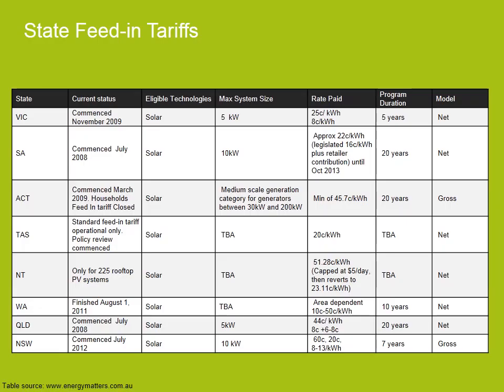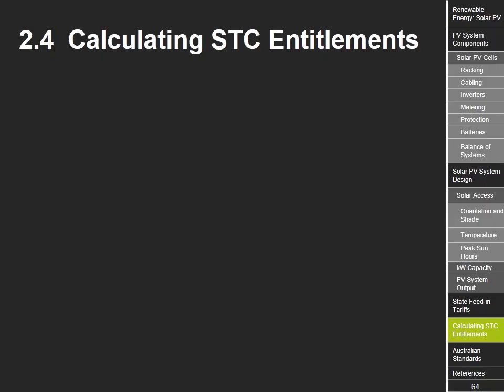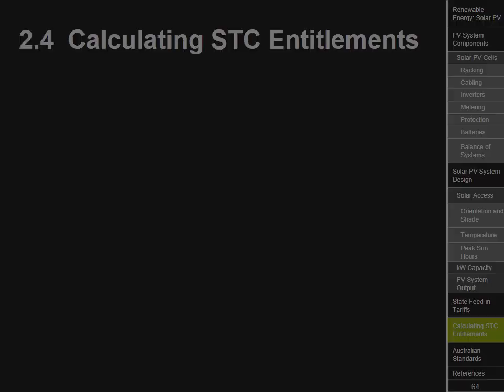The table above shows the different feed-in tariff rates, tariff models, and status of schemes in each state and territory in Australia at October 2012. As we covered in the introductory session 2.0 legislation, small-scale technology certificates are a measurement of renewable energy which can be traded for a monetary value.